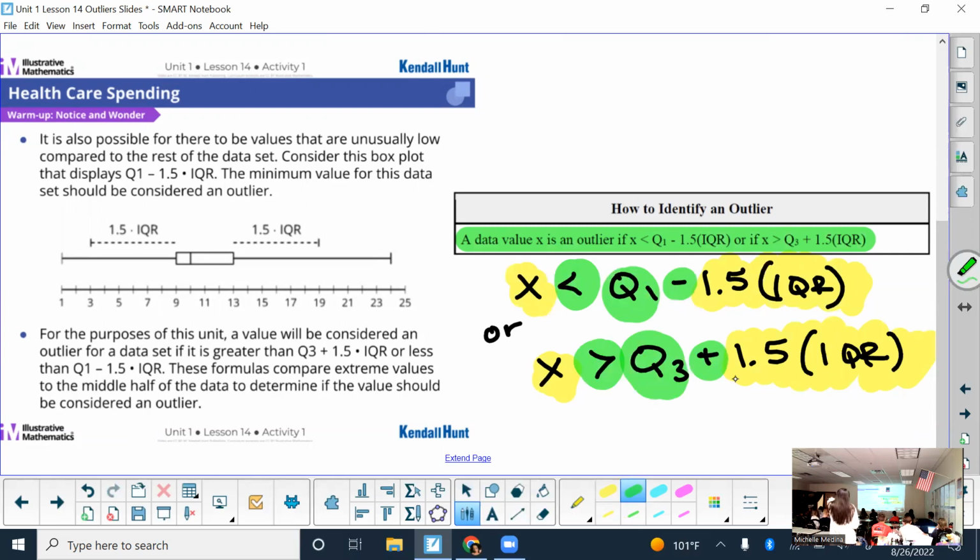I have been strongly discouraged from letting you use notes on the unit test, so we can't do that. This would be something that you have to memorize.